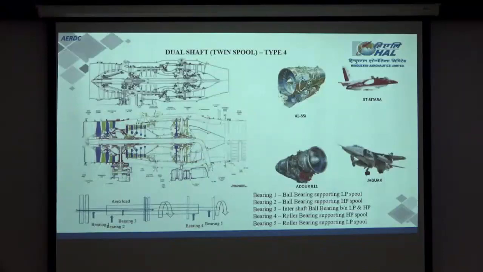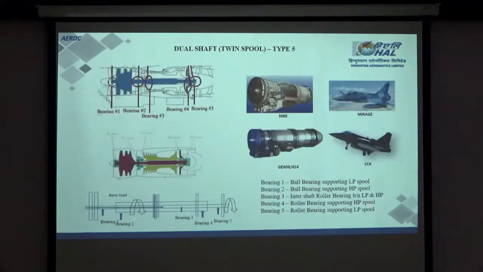The fourth type is a 2 spool engine coupled with an intershaft bearing, where it is driven by both HP as well as LP. The fifth type is a big class engine, where the intershaft bearing is generally a roller bearing.